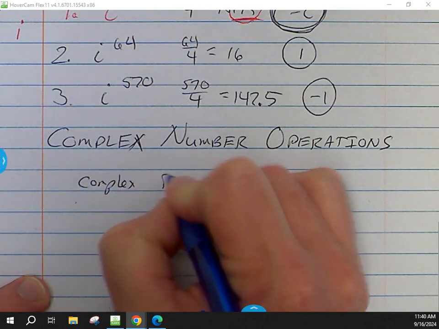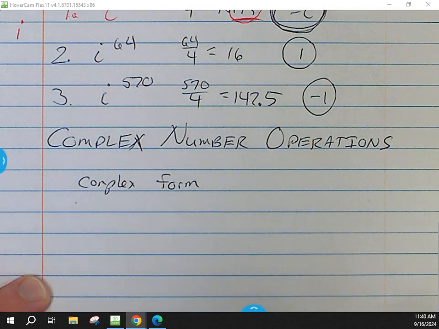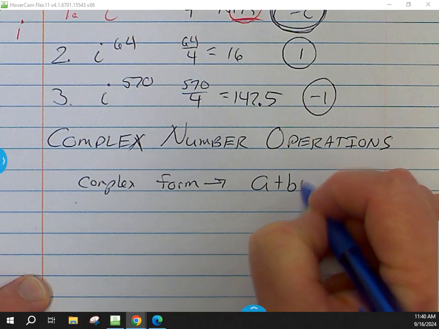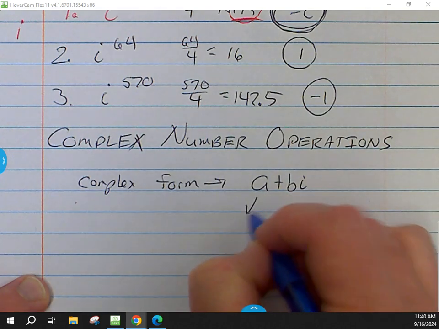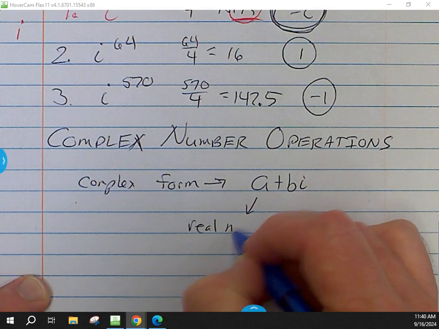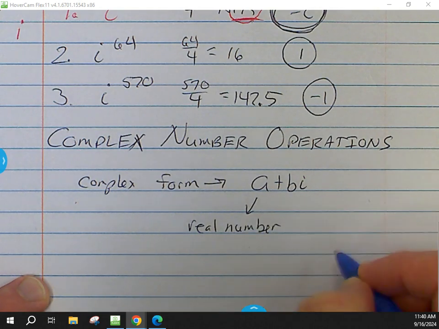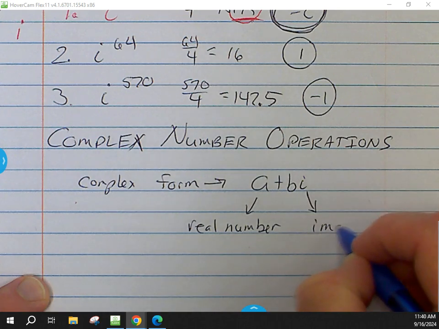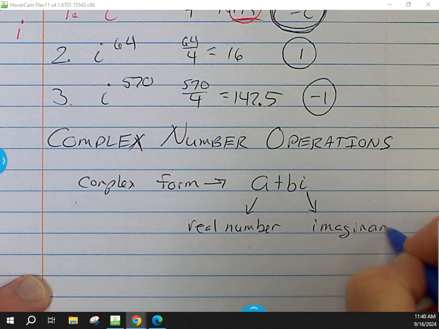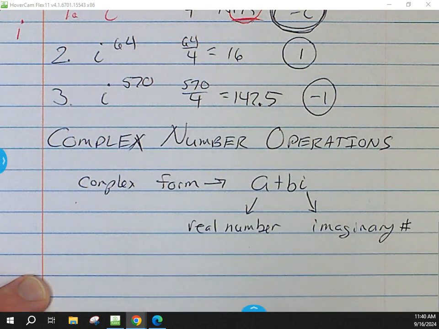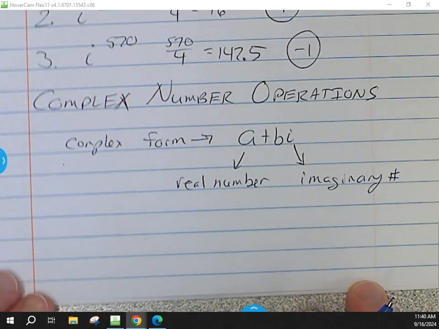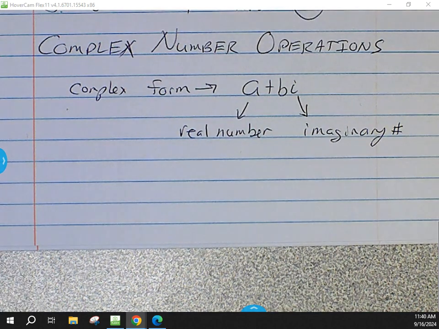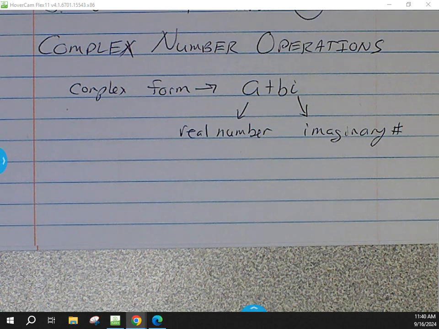Okay, and the first thing we've got is they're going to talk about complex form. And that's a plus bi, where they're going to put the a is basically where you got a real number. And then whatever's got the i part, that's going to be the imaginary number. Okay, so complex number operations, they'll always write the answer so it looks like that.